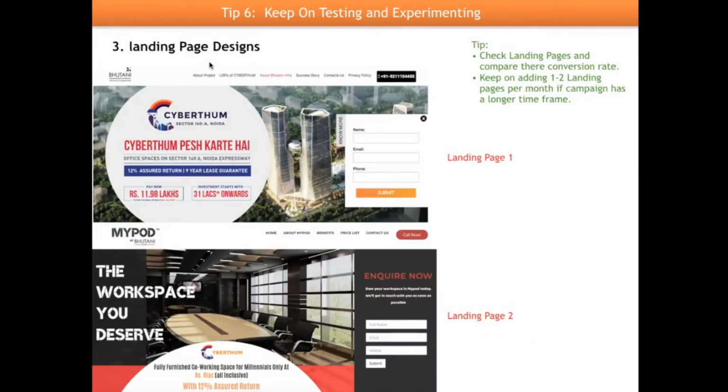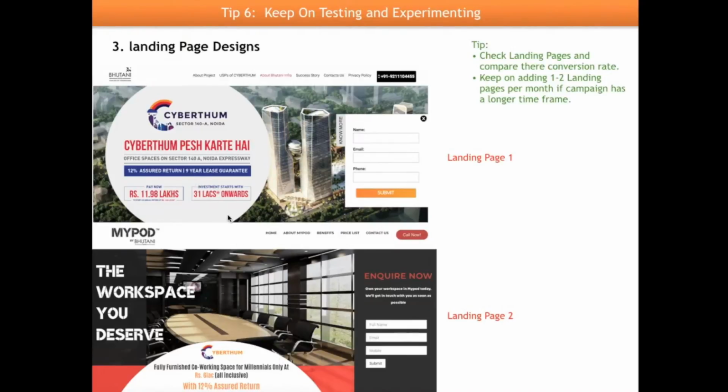Third thing, landing page design. So two different landing pages. One is saying: welcome, we present office spaces on Sector 148 Noida Expressway, 12% assured return, 9-year lease guarantee, pay now 11.98 lakhs, investment starting from 31 lakh onwards. And there is another, smaller office space that they had, MyPod, the workspace you deserve, fully furnished co-working space for millennials only at 6 lakh with 12% assured return. So these are two different sizes of office that you can take.